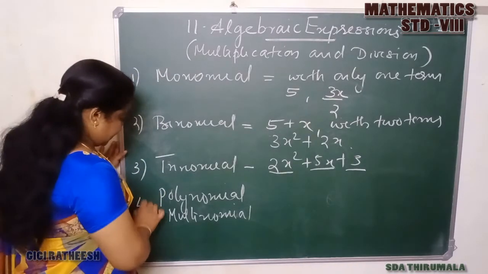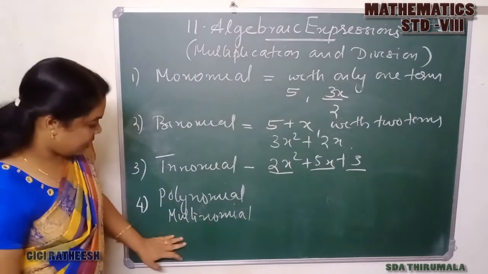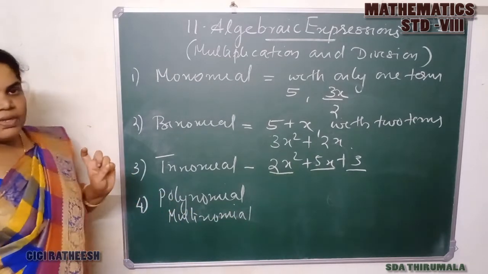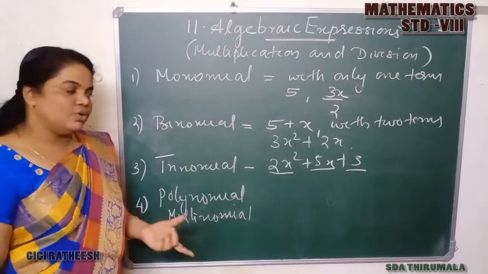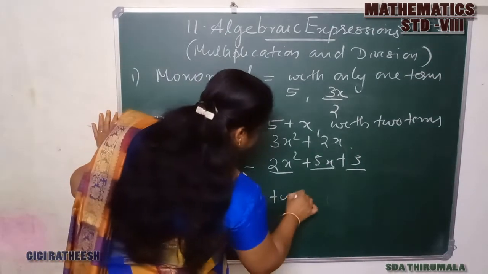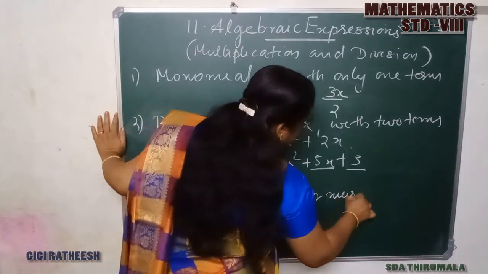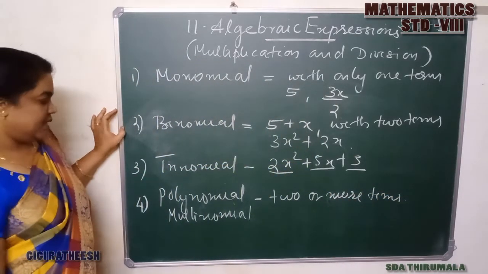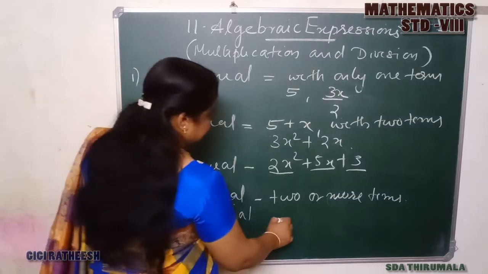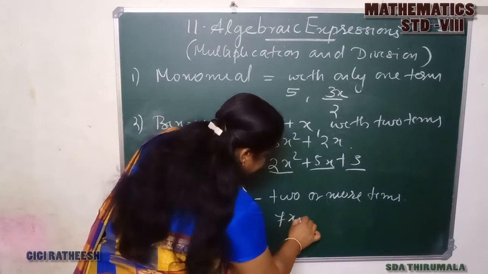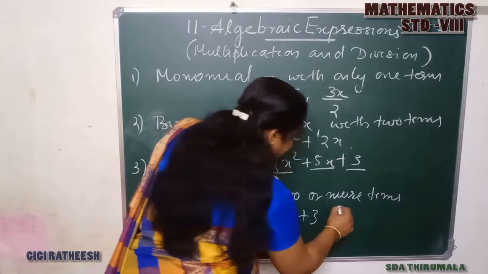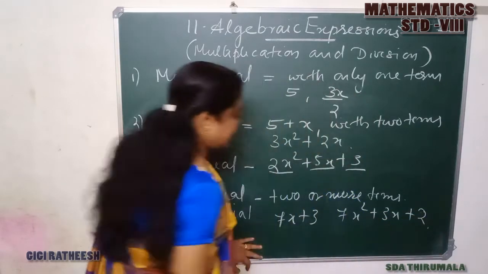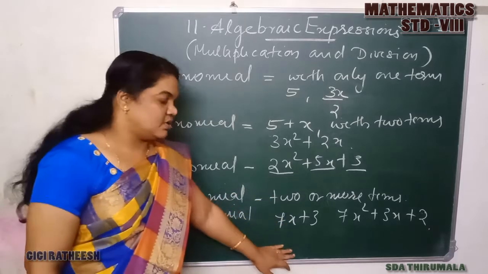The fourth one is a polynomial or a multinomial. Polynomial means an expression with two or more terms. That is 7x square plus x plus 3 is also a polynomial, and 7x square plus 3x plus 2 is also a polynomial. These are all expressions with two or more terms, called polynomials.